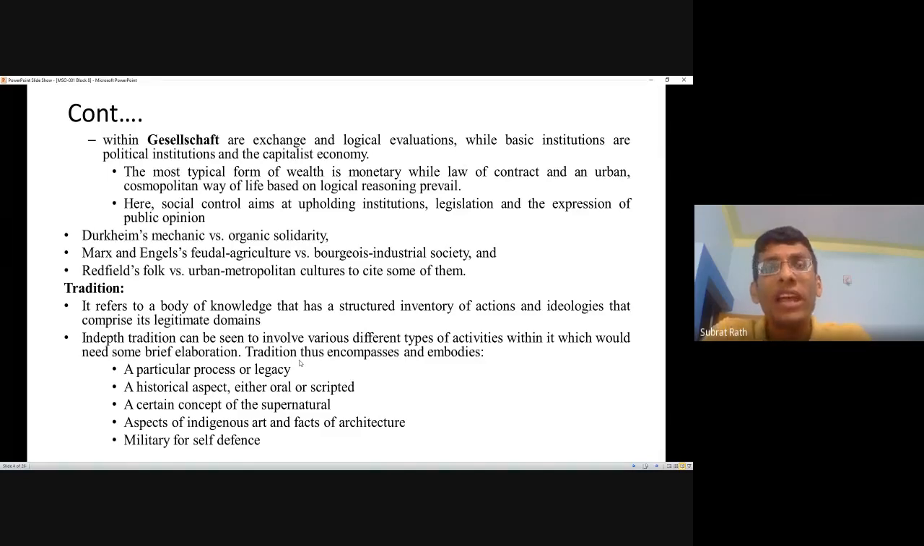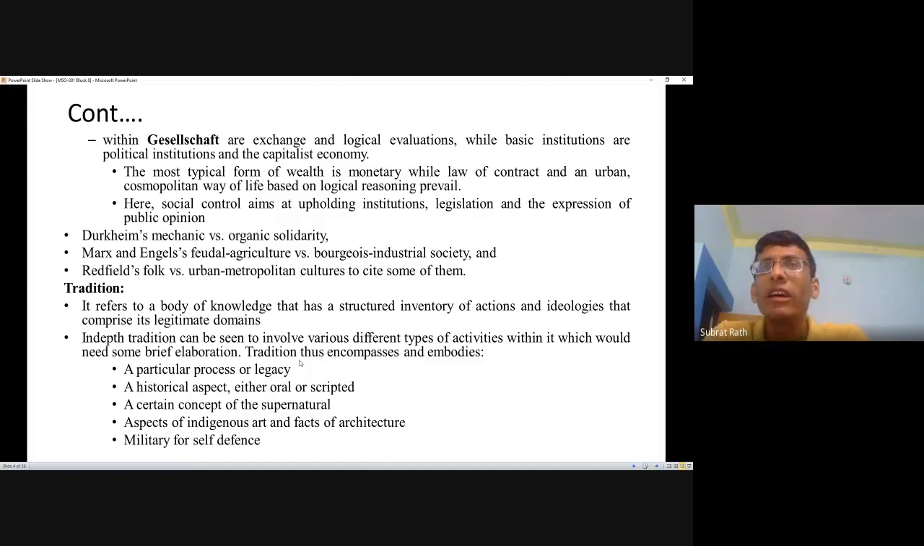But in urban metropolitan society, relationship is based on an organic system where everyone is dependent upon others, but not in a personal manner, but in a very objective way, where we form an urban metropolitan culture. We have a different way of lifestyle, we have a different belief system, we have different cultural systems.